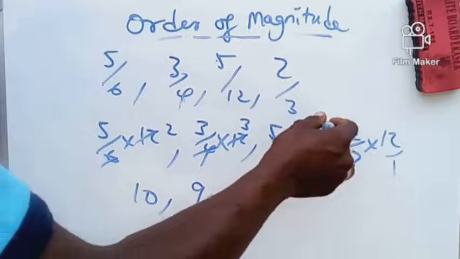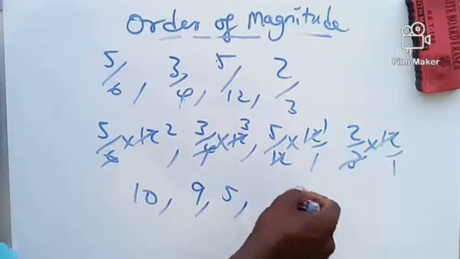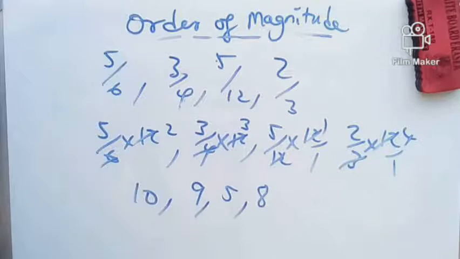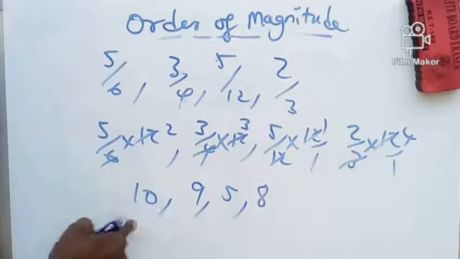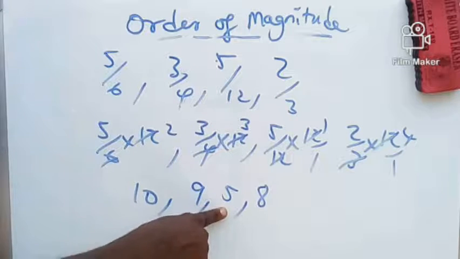12 can go into 12, you have 1. 1 times 5 is 5. 3 can go into 12, and you have 4. 4 times 2 is 8. Now from this, you can see that the numbers are very clear. What does that tell you? It tells you that the highest fraction here is the one that produced 10. The lowest fraction is the one that produced 5.